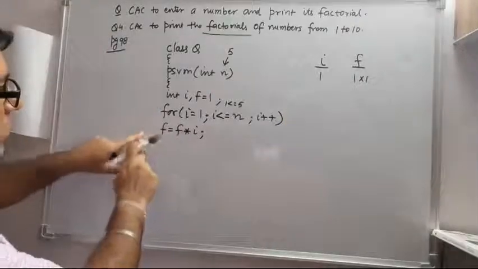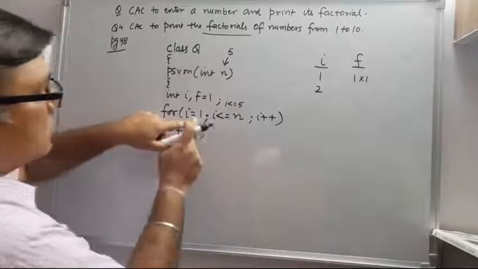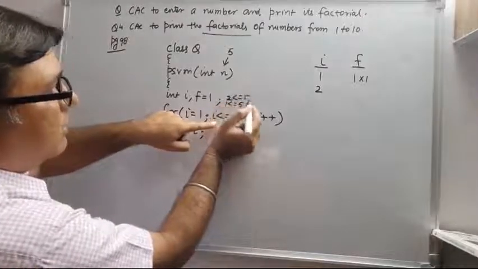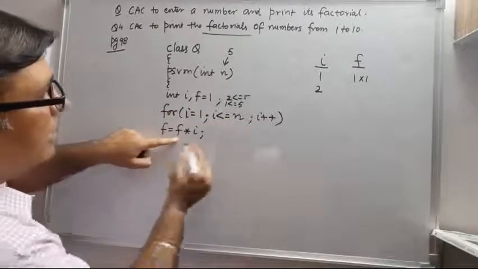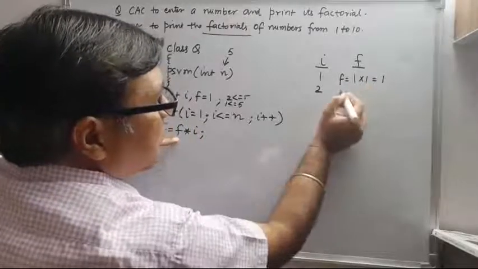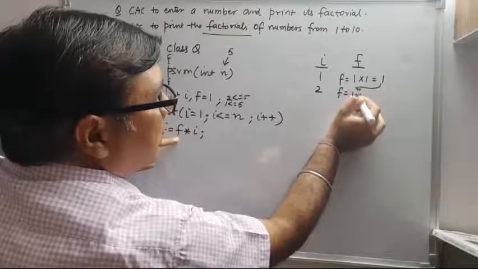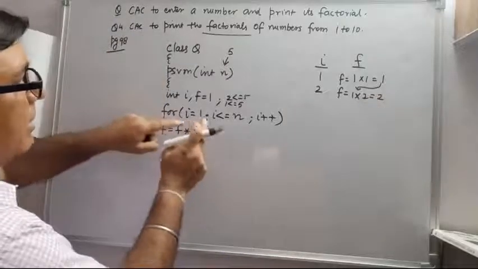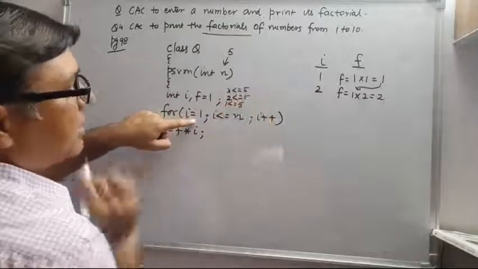Okay. It will go again and i plus plus. The value of i will become 2. It will check the condition, 2 is less than equal to 5. This condition is true, so it will move forward. f is equal to f into i. Now what is f? That is 1, into i. What is i? 2. It will go again. i will become plus plus, that is 3. 3 is less than equal to 5. This condition is again true.